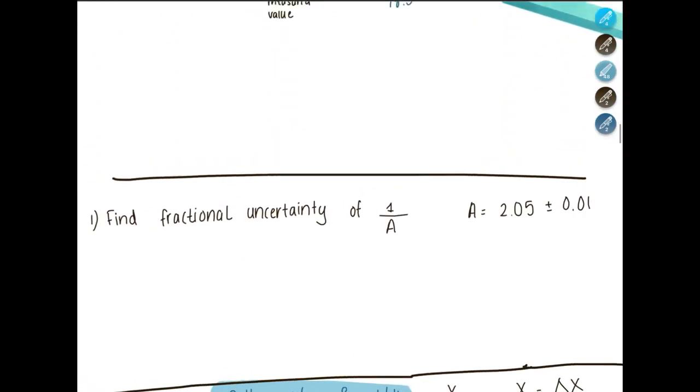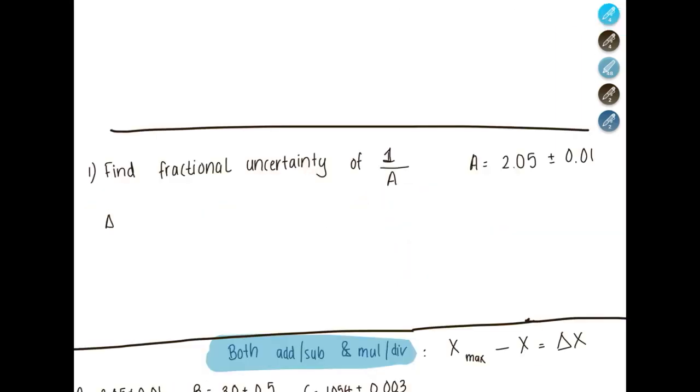Next, what if you have to do something like this? Find the fractional uncertainty of 1 by a when this is the value for a. Delta 1 by a over 1 by a, right? Just write the fractional uncertainty of a, delta a divided by a.